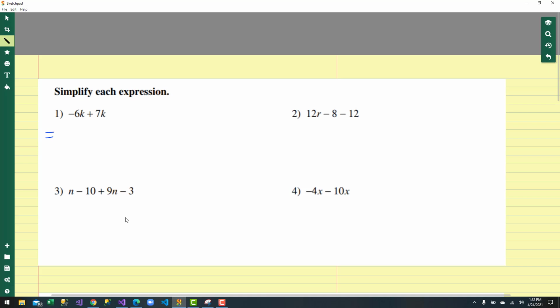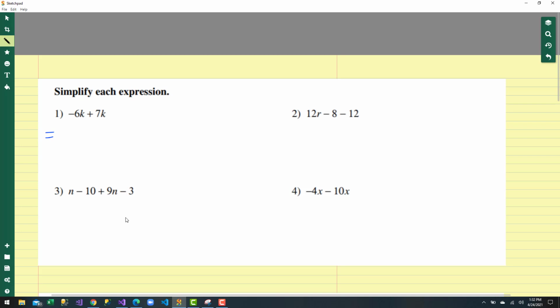So remember, you can't add apples and oranges, right? So you can add apples and apples, bananas and bananas, right? So you have to combine the like terms. So always underline as you practice, start to underline, make a habit of it. Then once you get better, you get faster, you won't have to underline everything.